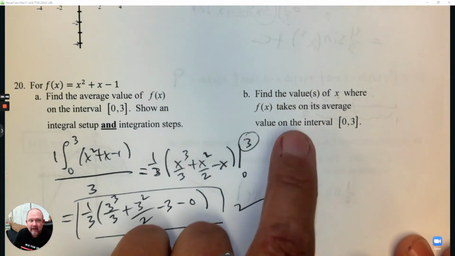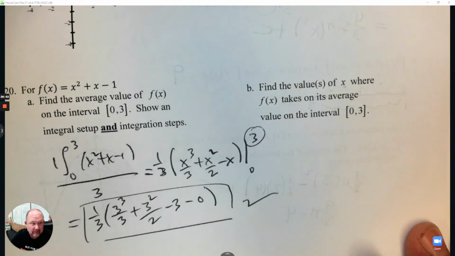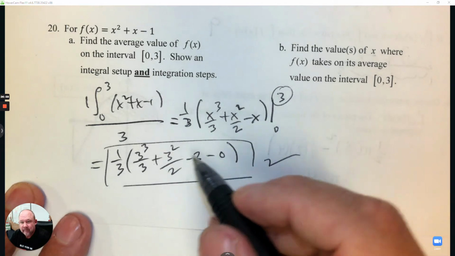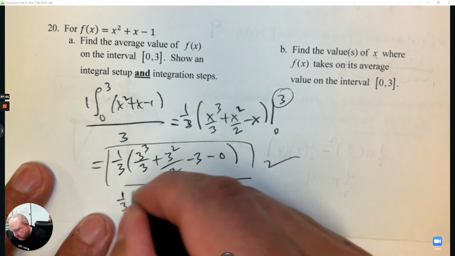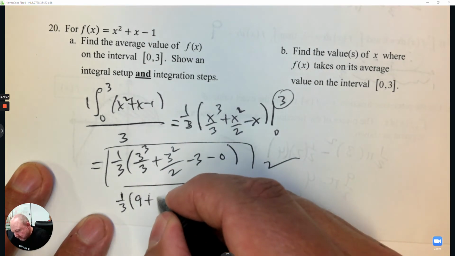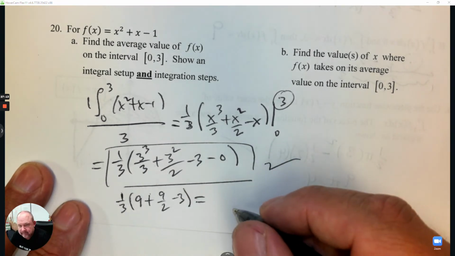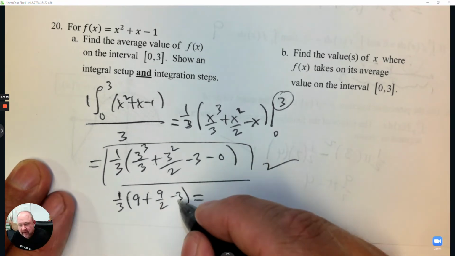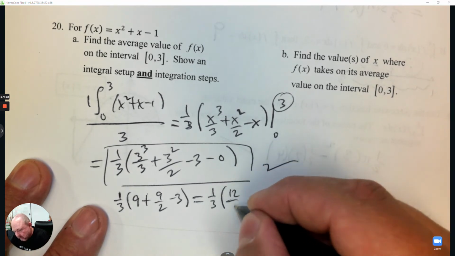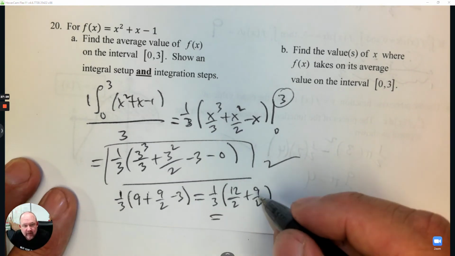And B, find the values of x where the function takes on its average value. So now I actually do have to simplify it. So 27 divided by 3. That's 9. 9 over 2 minus 3. Let's see if we can do this. So 9 take away 3 is 6. 6 is 12 over 2. That's what, 21?